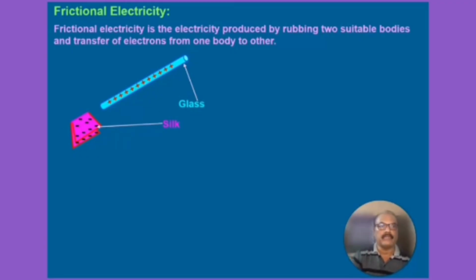So you can check it here once again. Glass rod, and two pieces here, glass and silk. When it is rubbed, charges are created. This can be checked by using a device which you know from class 10th or earlier classes, that is the gold leaf electroscope. With the help of that one can see this.